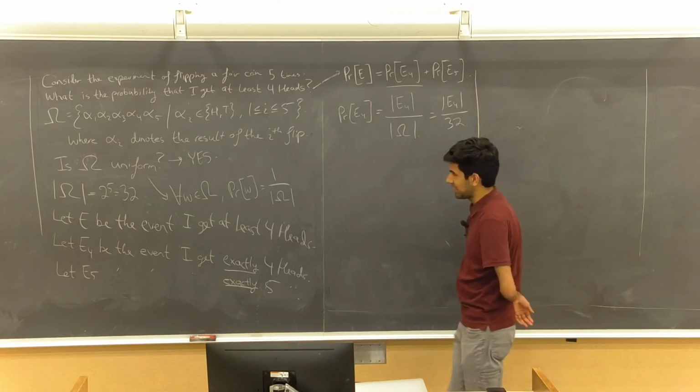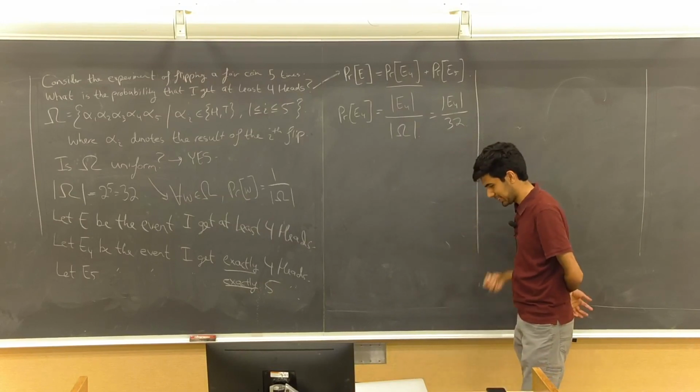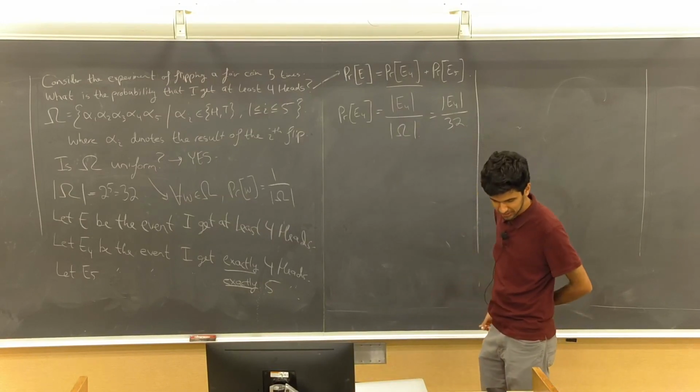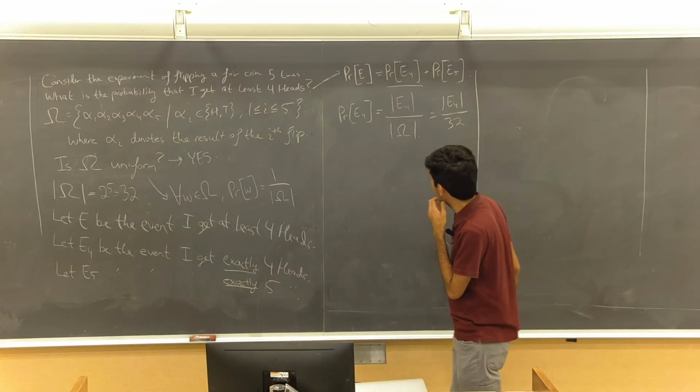So this is where set theory comes into play in the world of probability. All of the skills that you learned in the counting unit are going to manifest themselves here. So what is E4?